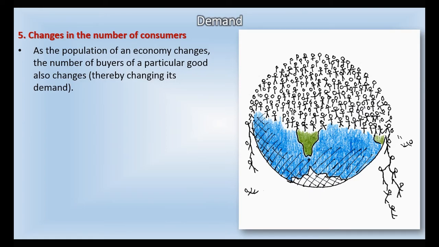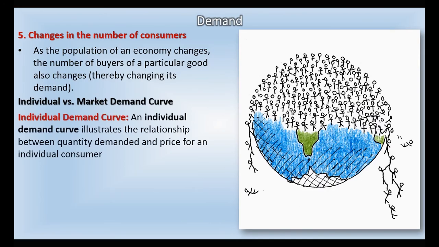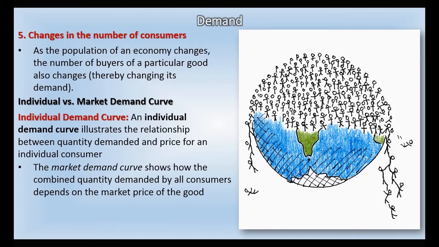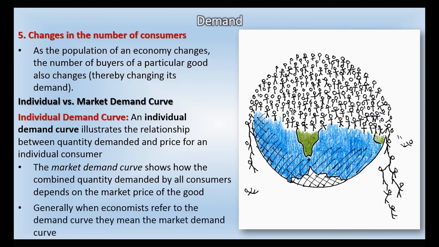All right, let me highlight the difference between an individual's demand and the market demand curve. The individual demand curve illustrates the relation between quantity demanded and the price for an individual consumer. The market demand curve shows how the combined quantity demanded by all consumers depends on the market price of the good. You can use individual demand curves to get to the market demand curve. Let me show you how. Generally, when economists refer to the demand curve, we're always talking about the market demand curve, not the individual demand curve.